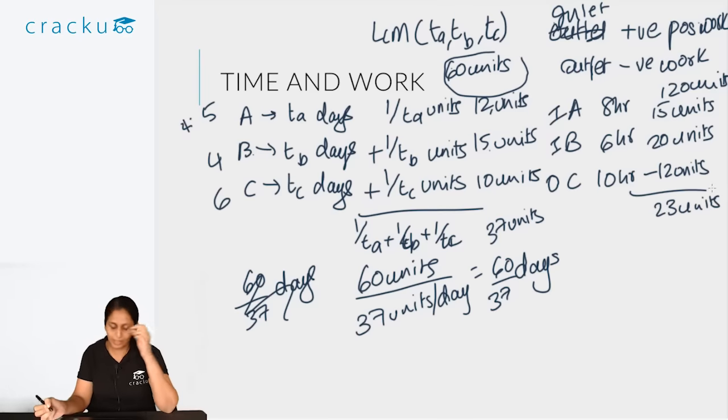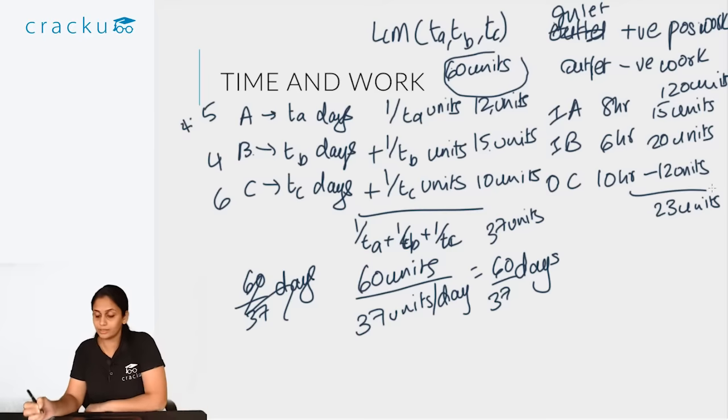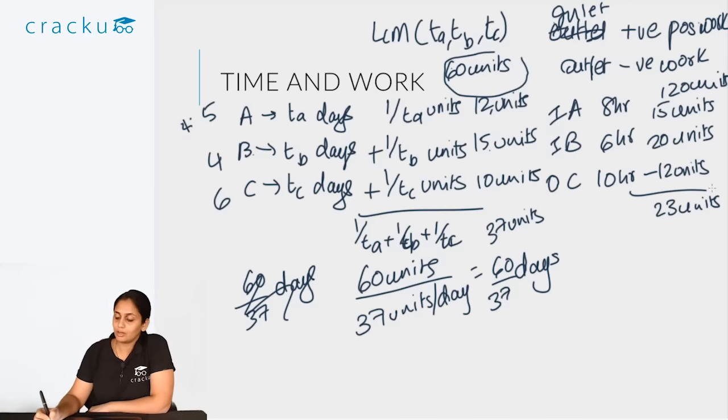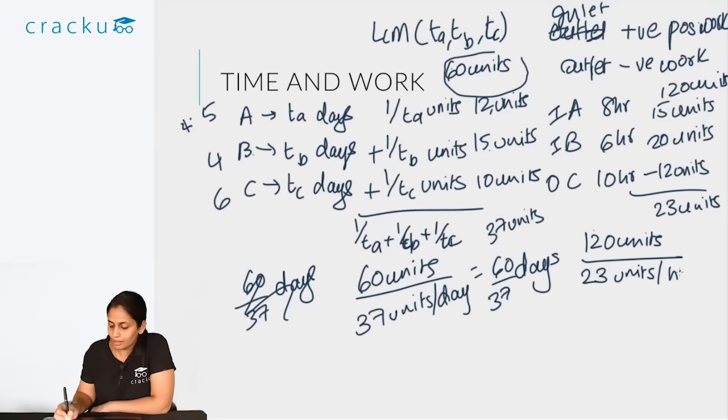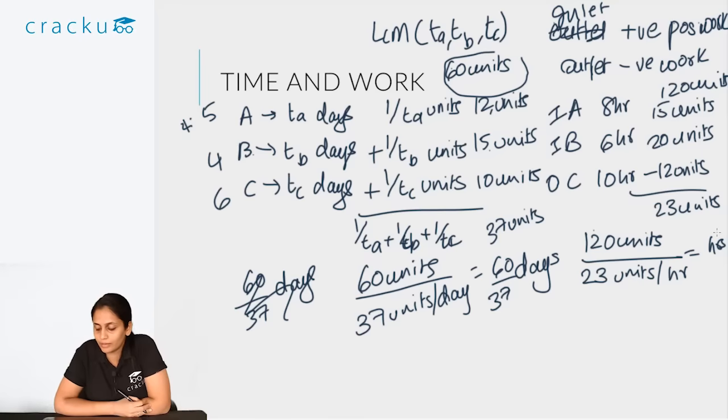So basically, in each hour, I'll be adding 23 units of water into the tank whose entire capacity is 120 units. So the time taken to fill the entire tank would be 120 units divided by 23 units per hour, and then I'll get the number of hours required. So this is the basic fundamental behind calculating how much time it is going to take to fill a tank, or to do some work.